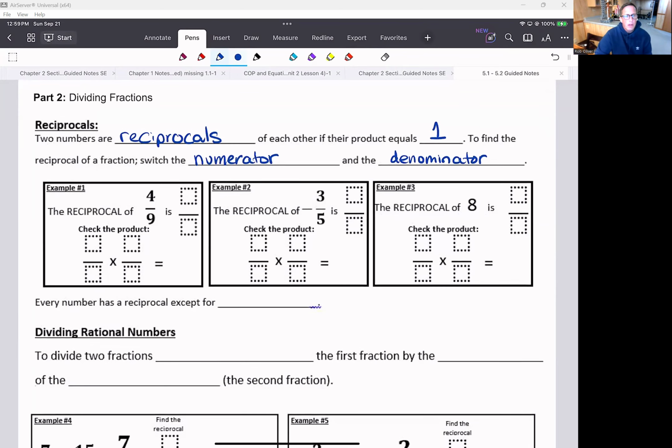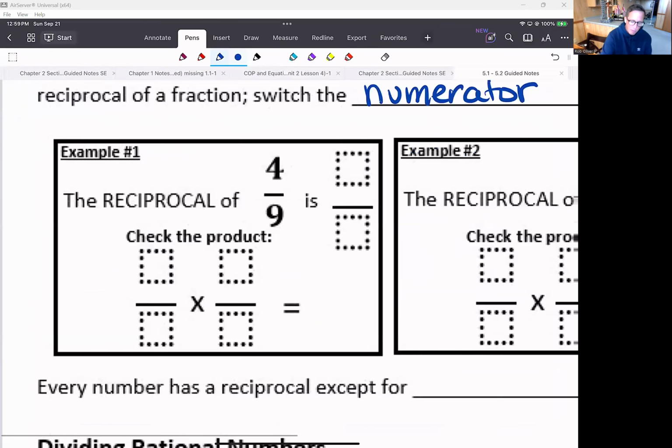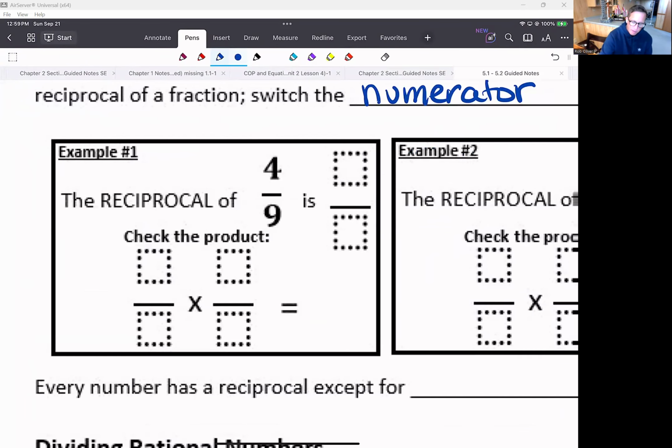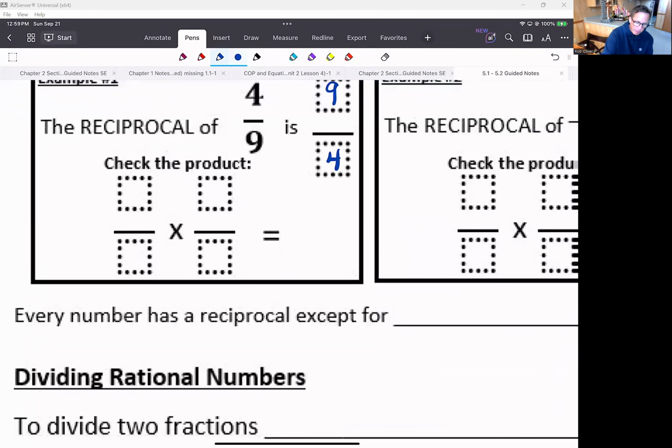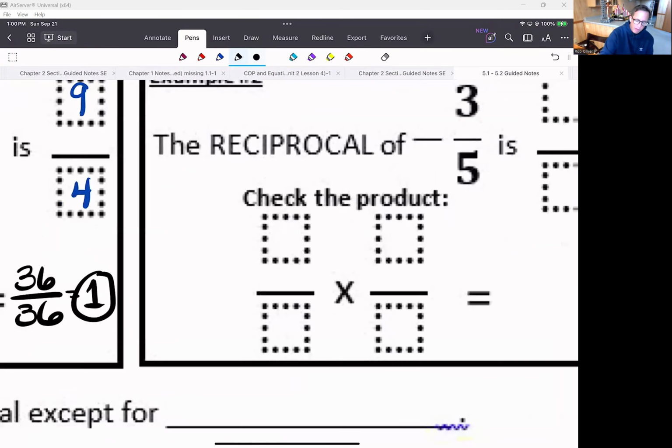So the reciprocal of 4/9 is 9/4, right? We just flipped it. And we can prove that by multiplying 4/9 times 9/4. If I don't do any cross canceling, which you don't really have to do, you get 36 over 36, and anything over itself equals 1, doesn't it? There it is.